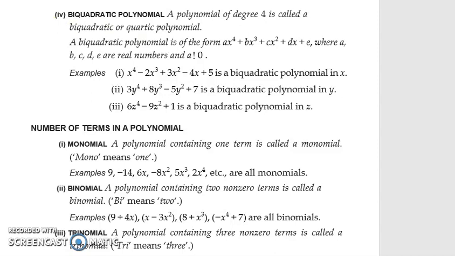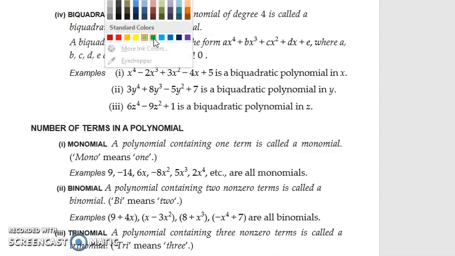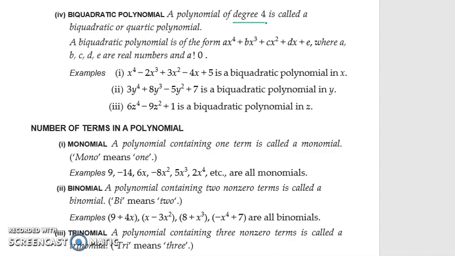What is a biquadratic polynomial? A polynomial of degree 4 is called a biquadratic or quartic polynomial. I had explained that it has degree 4. You can see this example, students. All these slides have been made for you so that you understand and write all these definitions with examples in your fair registers.